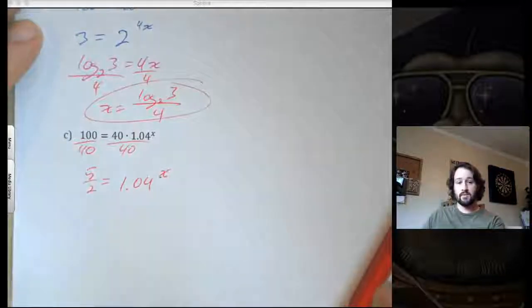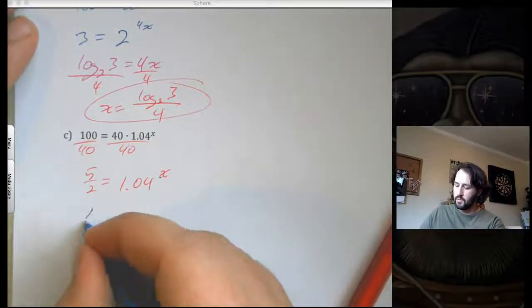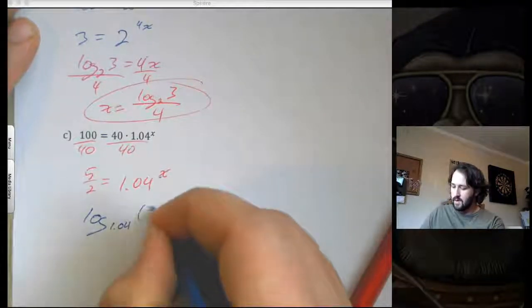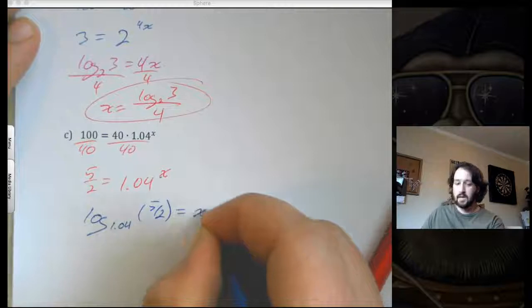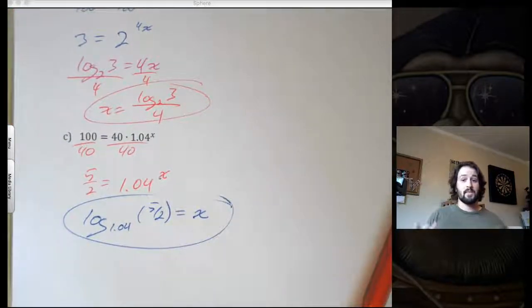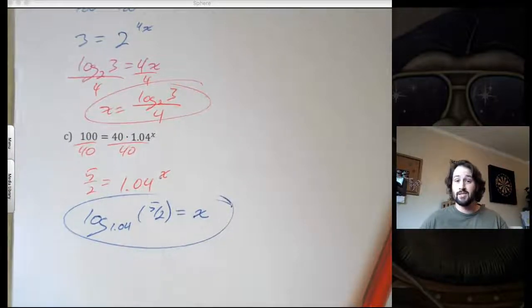So now the only thing I have left to do here is rewrite it in logarithmic form. My base is 1.04, log base 1.04 of 5 halves equals x. So there it would be solved. Again, they're going to leave it like that for now. We'll get into the actual decimal values of that in just a little bit.